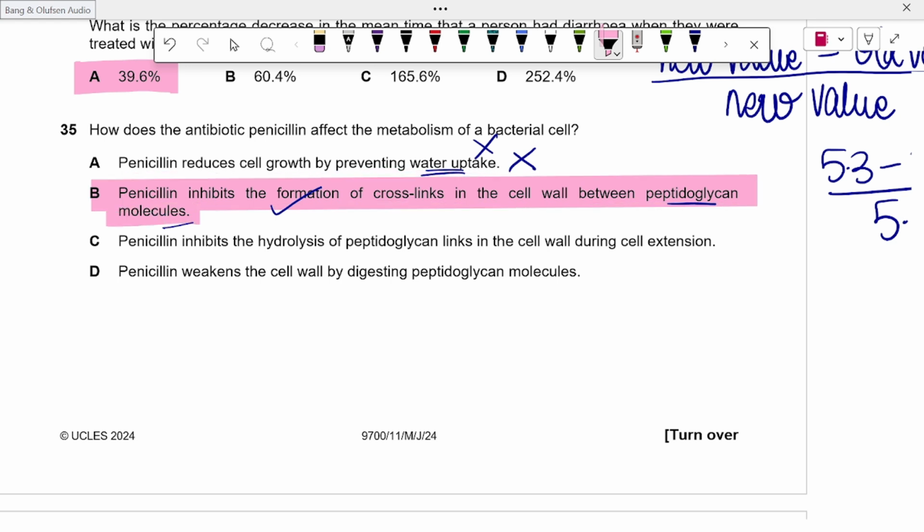Penicillin inhibits the hydrolysis. No, it is not inhibiting the hydrolysis of peptidoglycan link. It is inhibiting the formation, condensation of your cross-link during cell extension. This is wrong. Penicillin does not weaken the cell wall by digesting the peptidoglycan molecule. Digestion is not in the mechanism of penicillin.